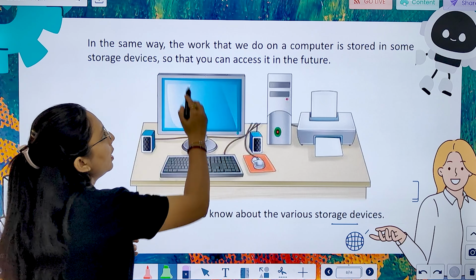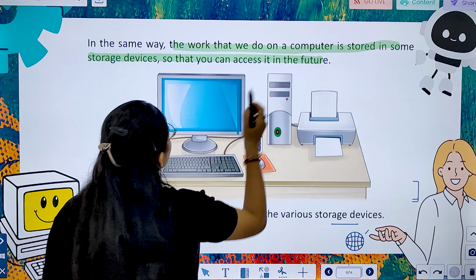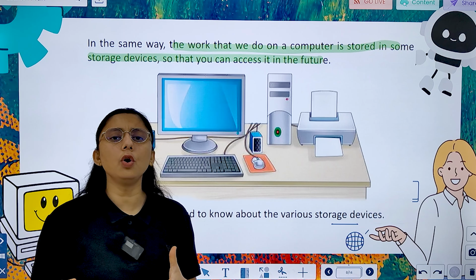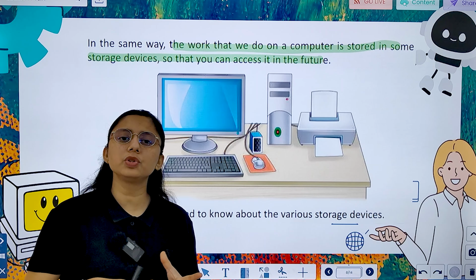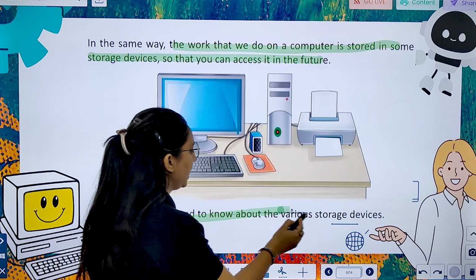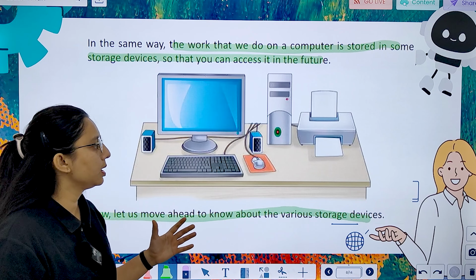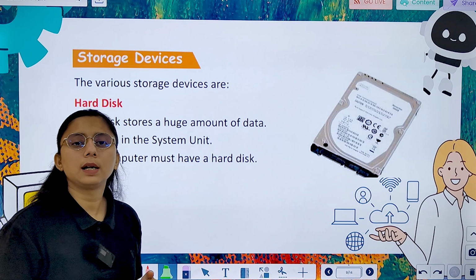In the same way, the work that we do on a computer is stored in some storage device so that you can access it in the future. So you store the data in the storage device so that you can use that data for future use. Now let us move ahead to know about the various storage devices. I will tell you the various storage devices that we use in our computer to store data.